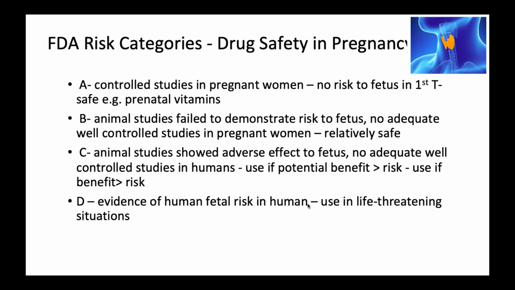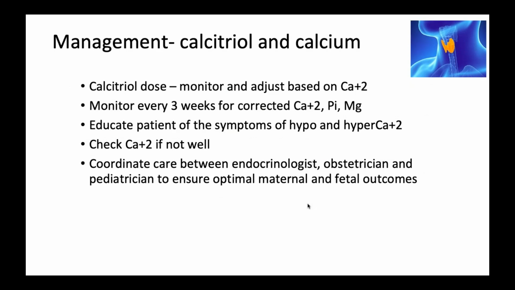The Class D drug is there is evidence of harm in the human, and you would only use this in life-threatening situations. So in our pregnant hypoparathyroid patient, we're going to be monitoring their dose and adjusting it depending on their calcium requirements, and adjust the calcium and the calcitriol dose, monitor closely, advise them of the symptoms of both hypo and hypercalcemia.